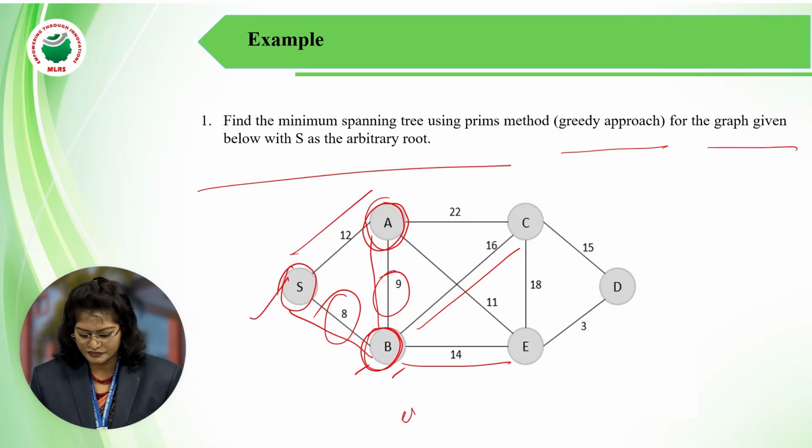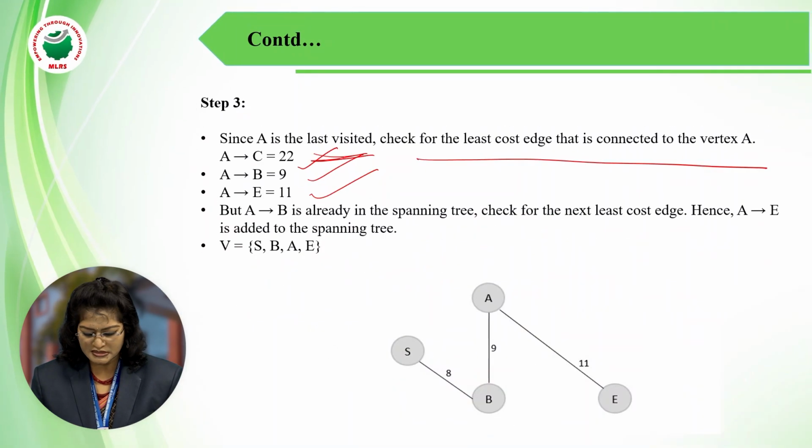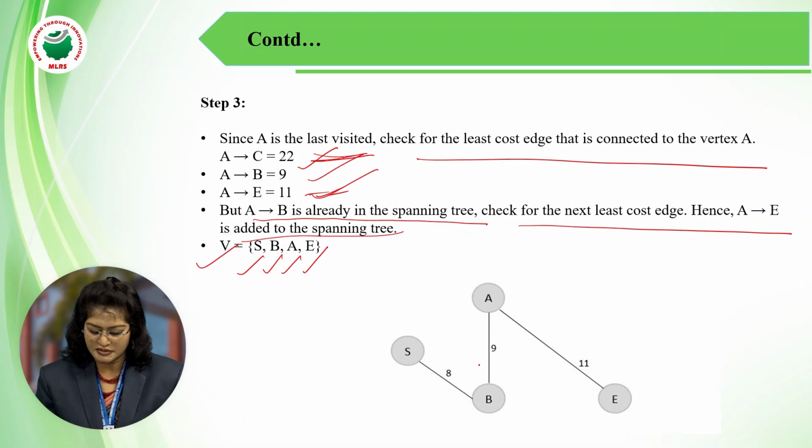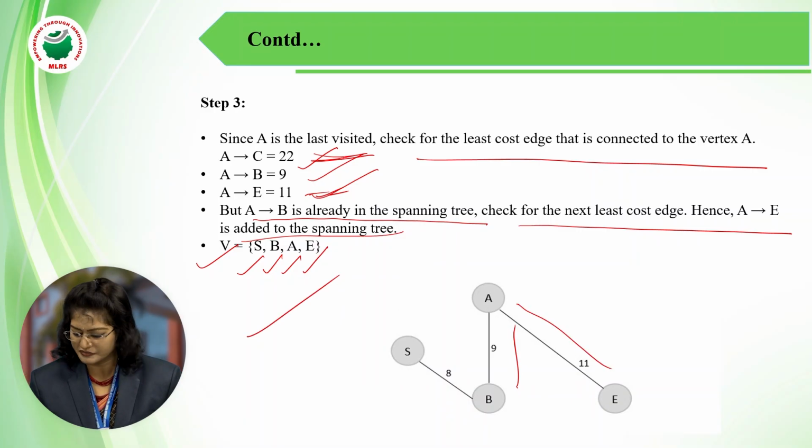So in this, which one is least? 11 is least. Why? Because A to B is already there. So the next route that we have to move is A to E. But AB is already there, and we check whether the next least cost is added to the spanning tree or not. So that's why we have added it to the spanning tree, and now the visited nodes will be S, B, A, E. So the third step is also completed now.